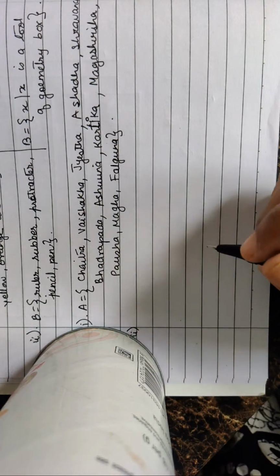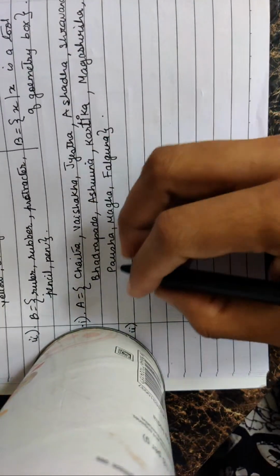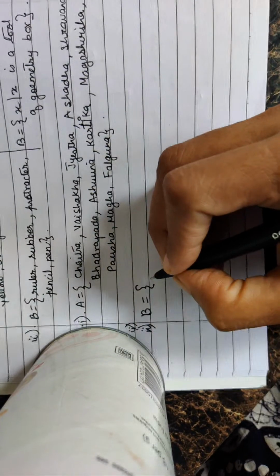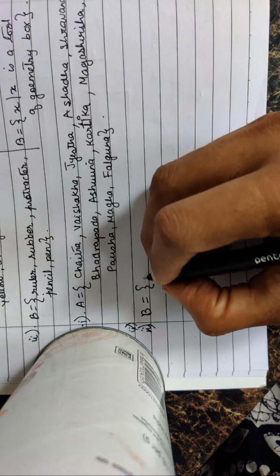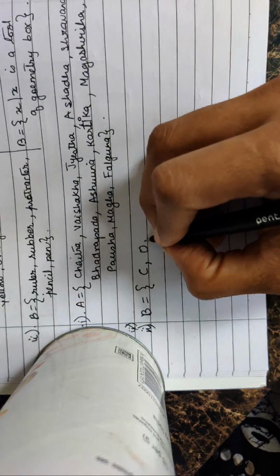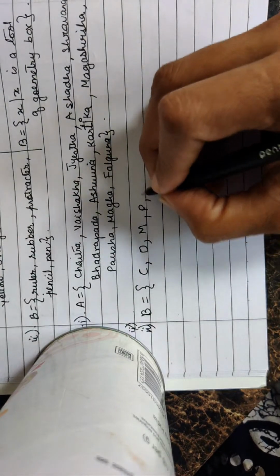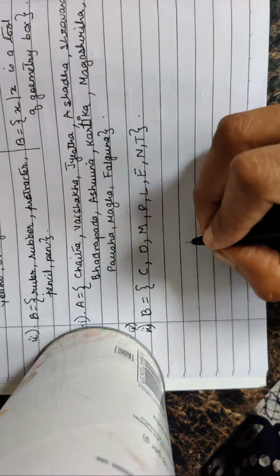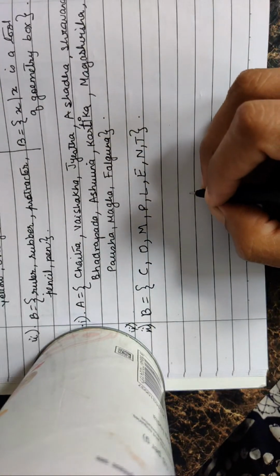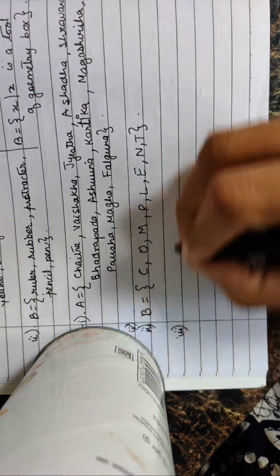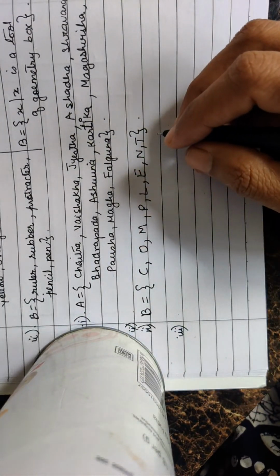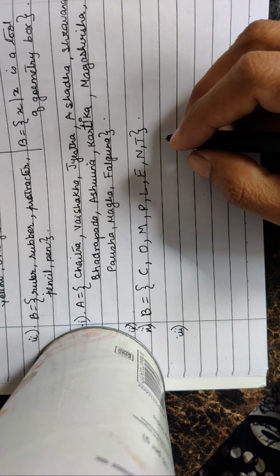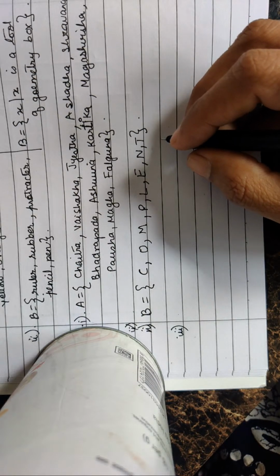Letters of the word complement. So again, for the second one, first I will write the set, that is capital B, and then complement comes C, O, M, P, L, E, N, T. Students, we don't have to repeat the letters. Okay, so the repeated ones we will not write.